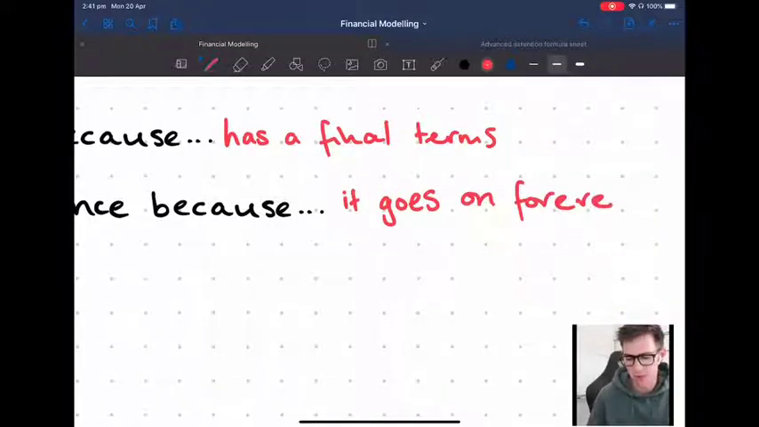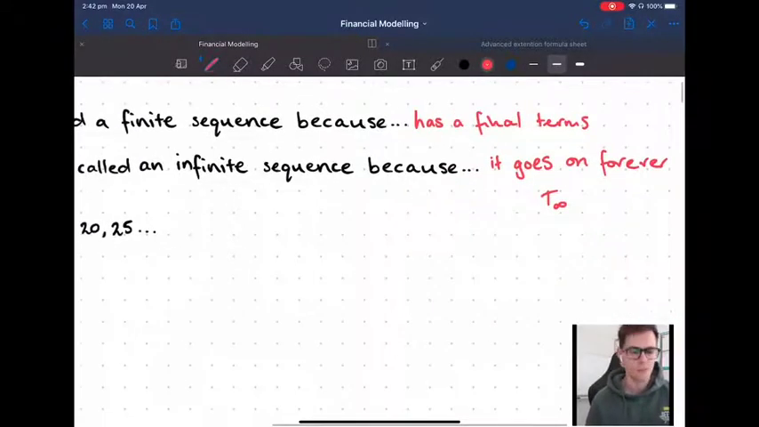Another way you could write that, if you want to be more mathematically rigorous, is to say it goes to the infinite term. But I know Meg will hate that, so I won't use that.